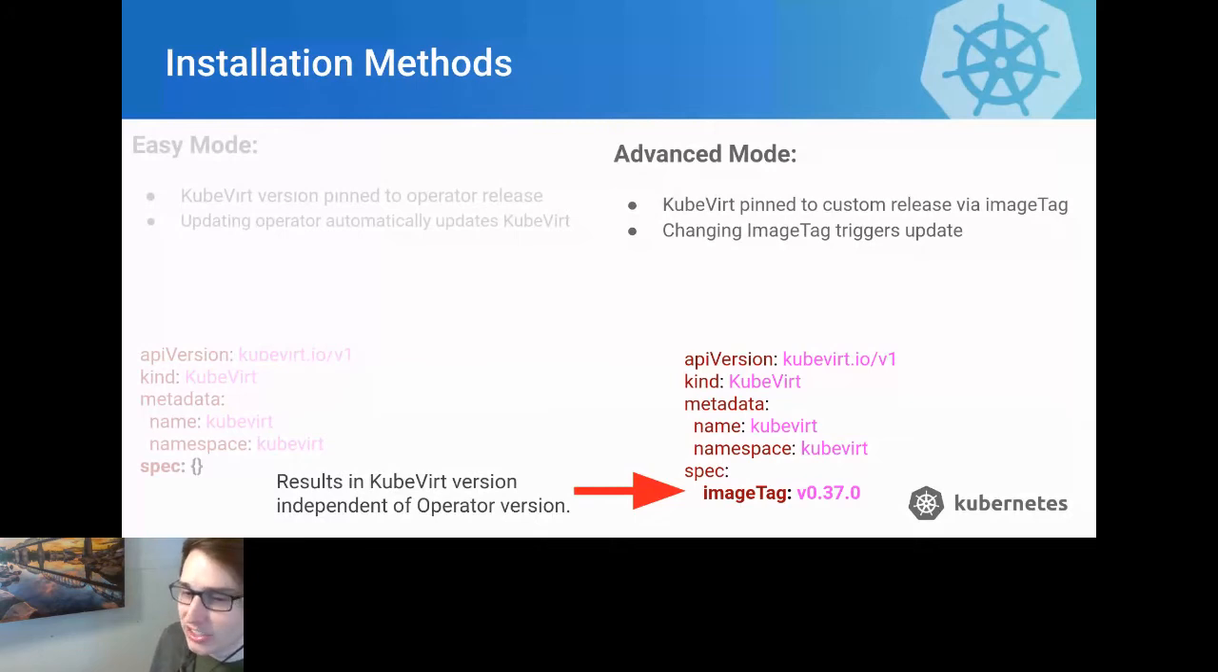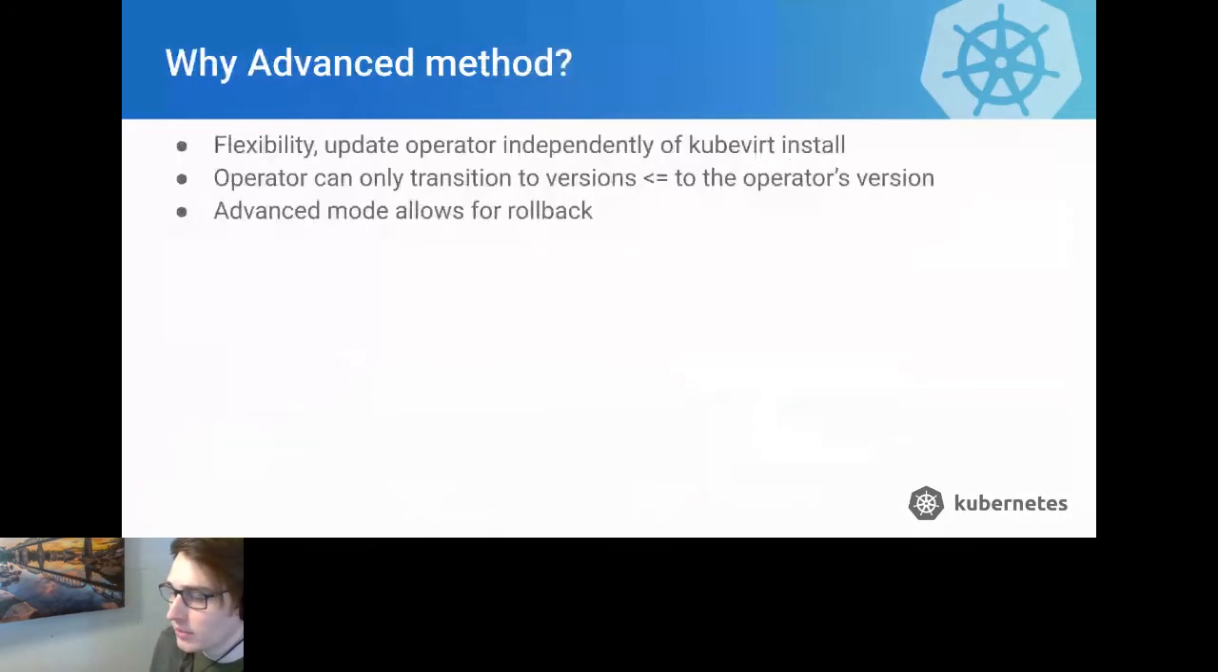So why do we have two modes? Flexibility is one reason. It allows people to use different operator and KubeVirt versions that can float independently of one another. But really the big one here is rollback. An operator can't transition from a release version of KubeVirt that's more recent than the currently deployed operator. So the operator has to be greater than or equal to both the current version of KubeVirt and the desired version of KubeVirt when performing the transition.